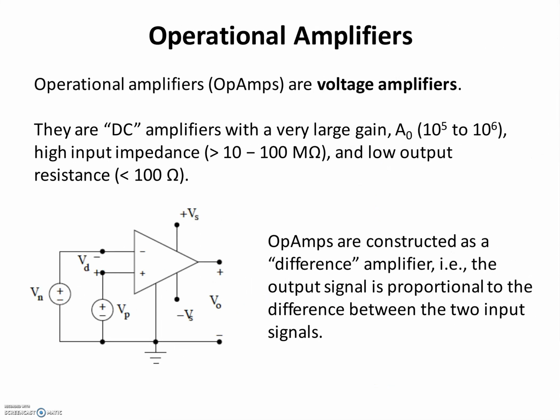Now, operational amplifiers are a type of voltage amplifier. They are in fact DC amplifiers. They have very large gain, in the range of 10 to the power of 5 to 10 to the power of 6, so it's a very large number. Their input impedance is also very large, in the range of a few tens to hundreds of mega ohms. And their output resistance is low, less than 100 ohms, which makes them nearly perfect amplifiers.